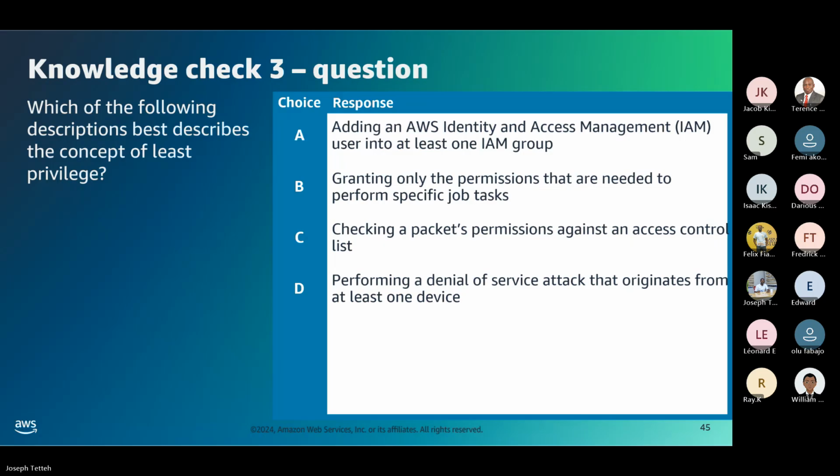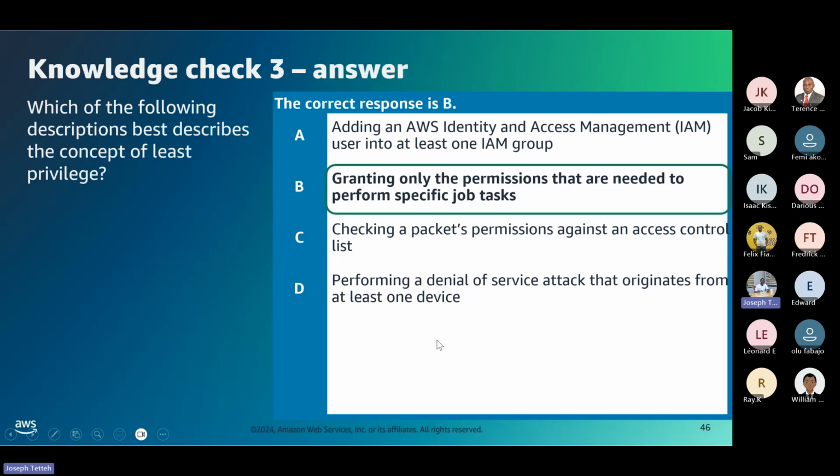Okay. Which of the following descriptions best describes the concept of least privilege? A says adding an AWS identity and access management user into at least one IAM group. B, granting only the permissions that are needed to perform specific job tasks. C, checking a packet's permission against access control lists and performing denial of service attacks that originate from at least one source. So the answer is B.